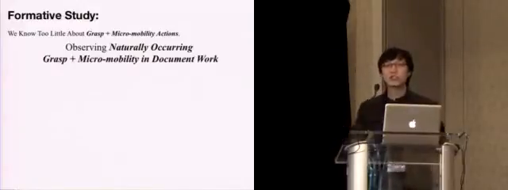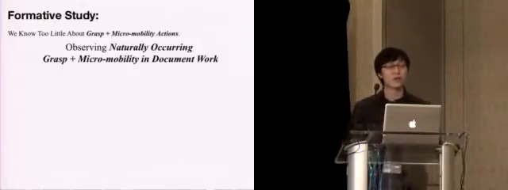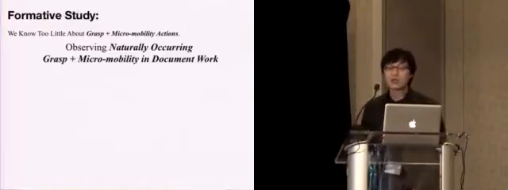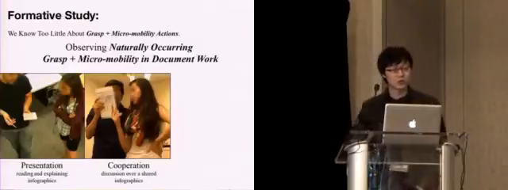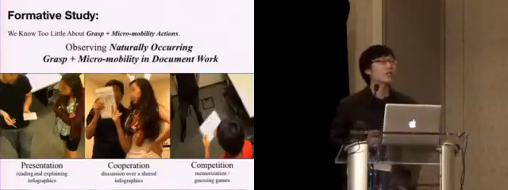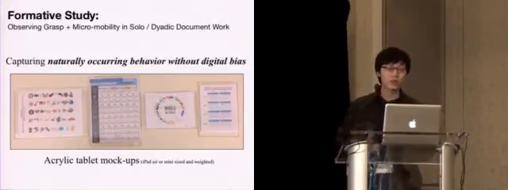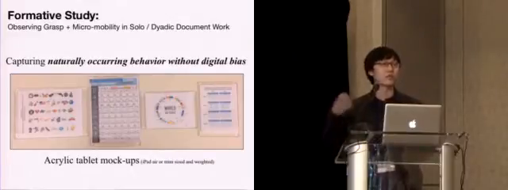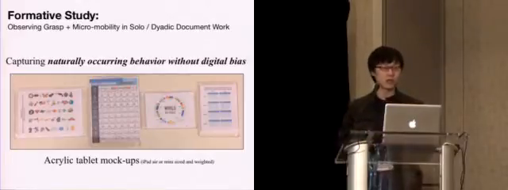Because we knew too little about how and why people undertake such grasp and micromobility interactions, we decided to perform an observational study for capturing naturally occurring grasp and micromobility in document work. So we brought users into the lab, paired them up, and let them do presentation, collaboration, or competition tasks. Because we really wanted to capture naturally occurring behavior without digital biases, such as touchscreen-avoidance grasp behavior, we used acrylic tablet mockups instead of a digital tablet.